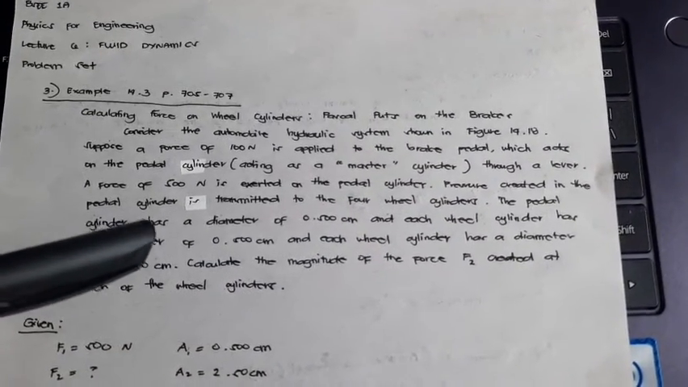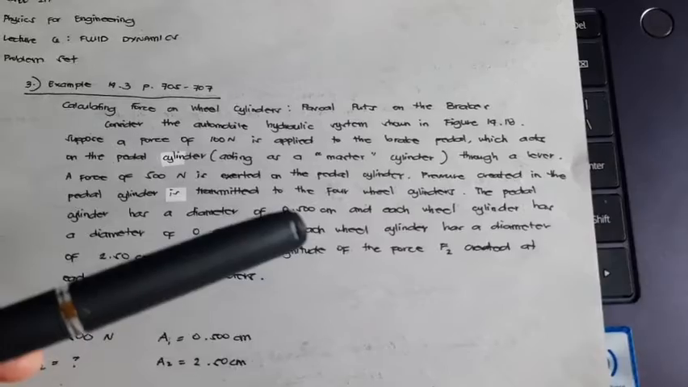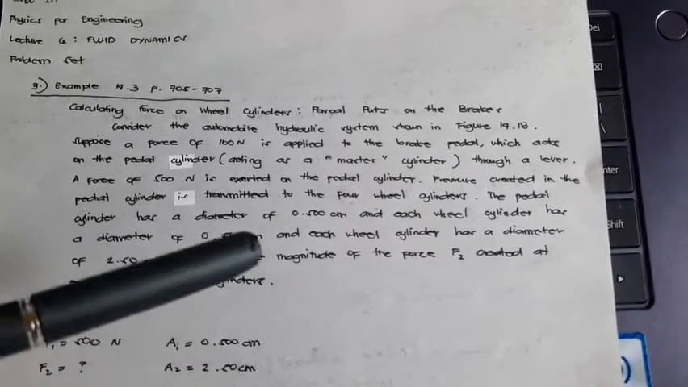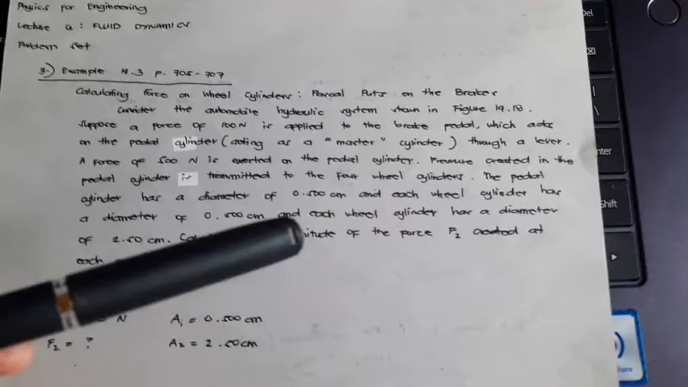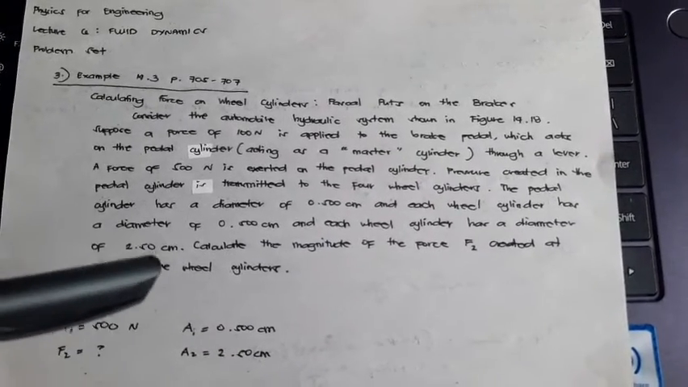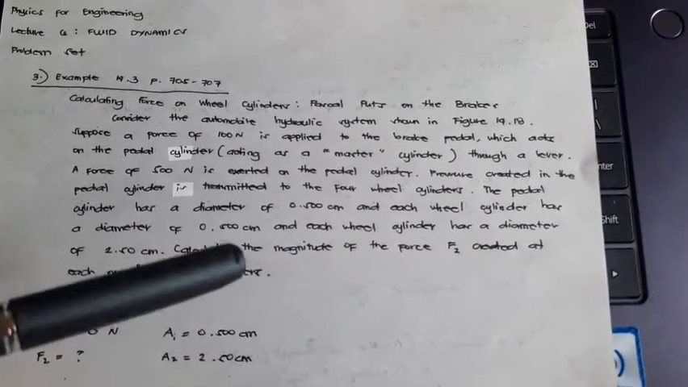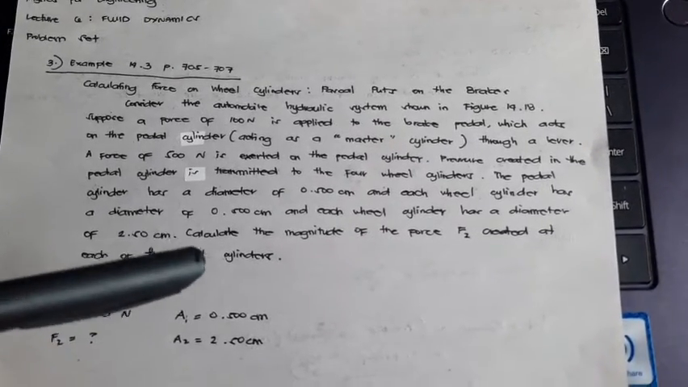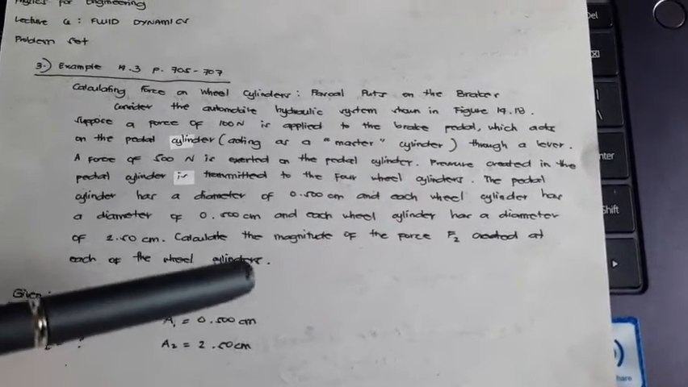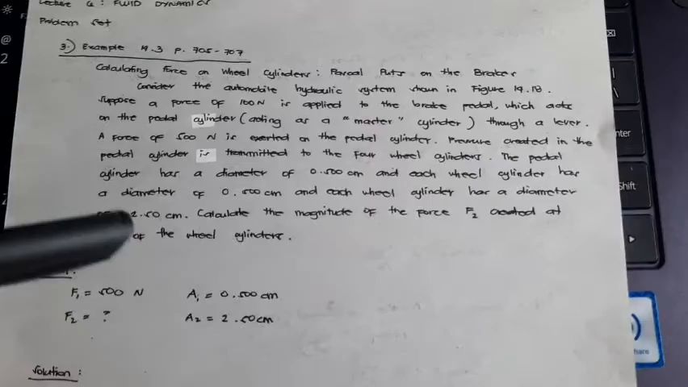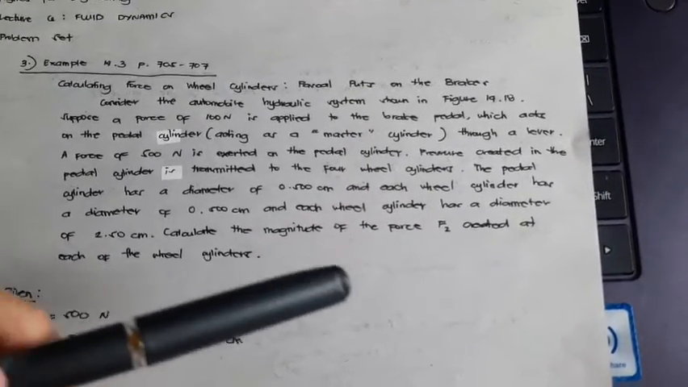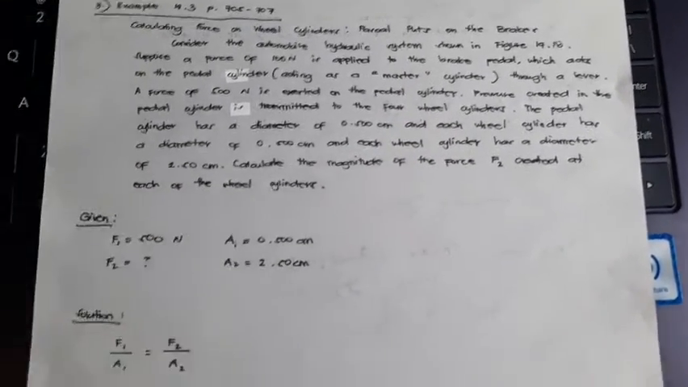A force of 500 Newton is exerted on the pedal cylinder. Pressure created in the pedal cylinder is transmitted to the four wheel cylinders. The pedal cylinder has a diameter of 0.500 cm and each wheel cylinder has a diameter of 2.50 cm. Calculate the magnitude of the force F2 created at each of the wheel cylinders.